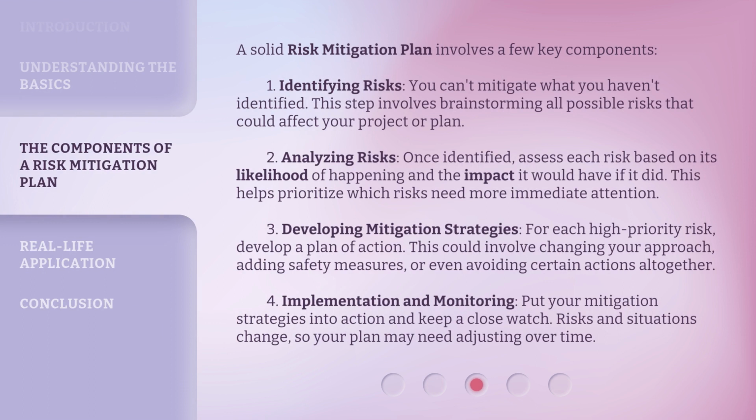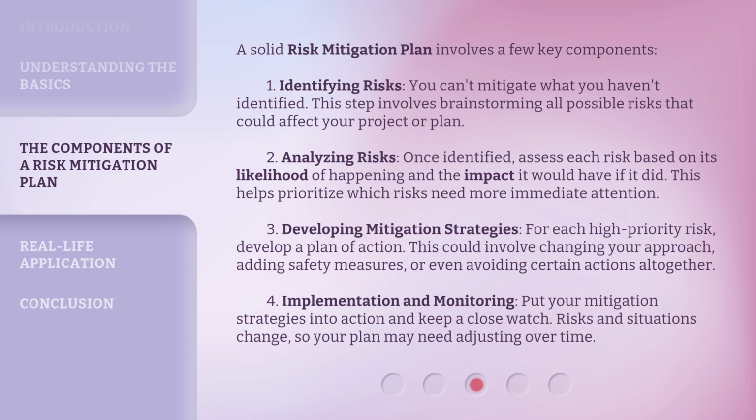A solid risk mitigation plan involves a few key components. 1. Identifying risks. You can't mitigate what you haven't identified. This step involves brainstorming all possible risks that could affect your project or plan. 2. Analyzing risks. Once identified, assess each risk based on its likelihood of happening and the impact it would have if it did. This helps prioritize which risks need more immediate attention.